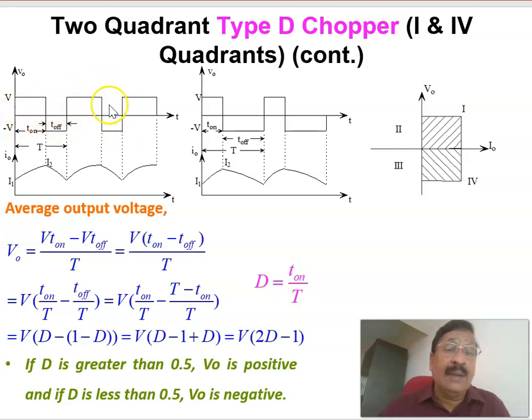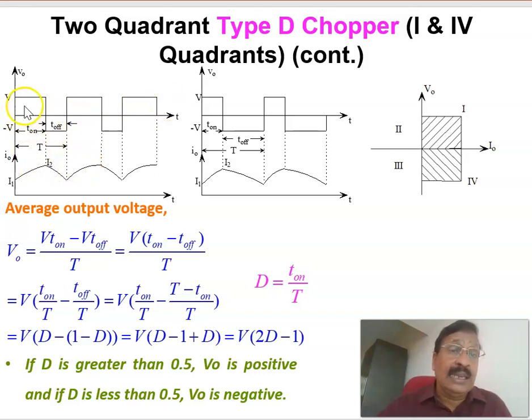Now, if you take the average voltage here, it is nothing but the average area of this. This is a positive area, this is a negative area. You take the average area of that, and you can say that the average area will be positive. Or take the summation of the positive area and negative area, and then divide by the time period T. That's called the average voltage. The average voltage will be positive when T on is more than T off.